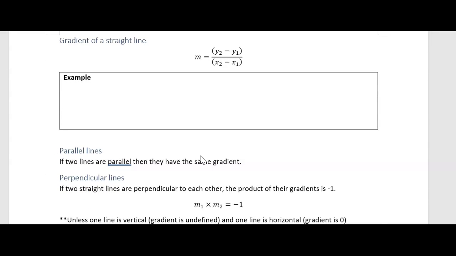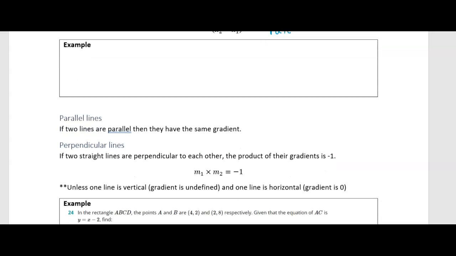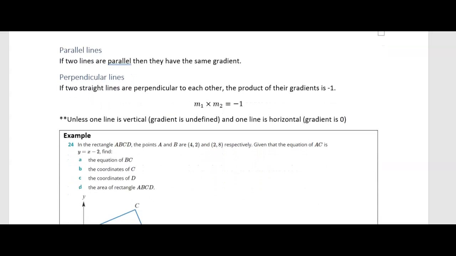All right, gradient of a straight line. So this is what you've been doing for a very long time. So just rise over run. I'm not going to go over this formula because I'm going to move on to parallel and perpendicular lines.